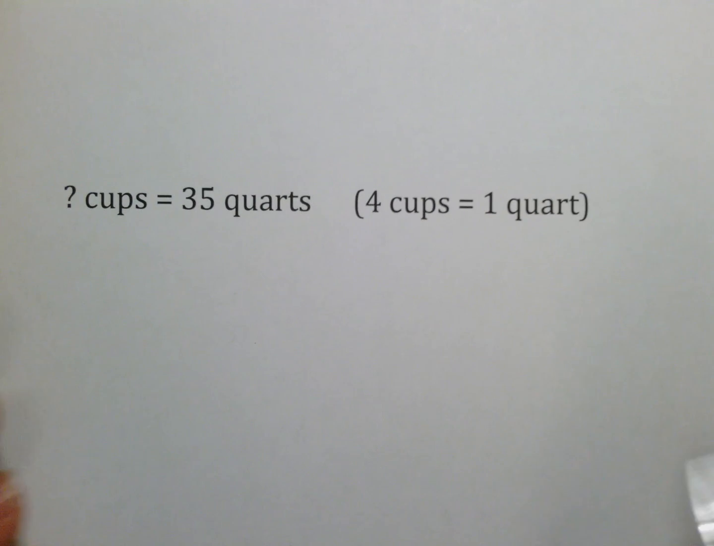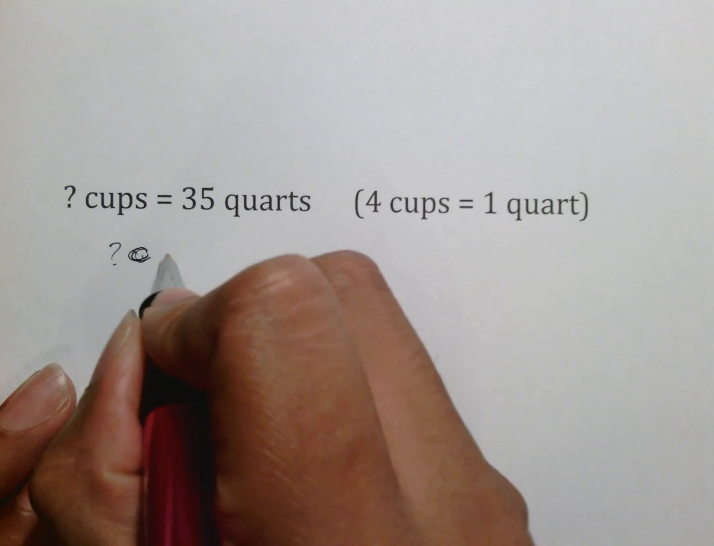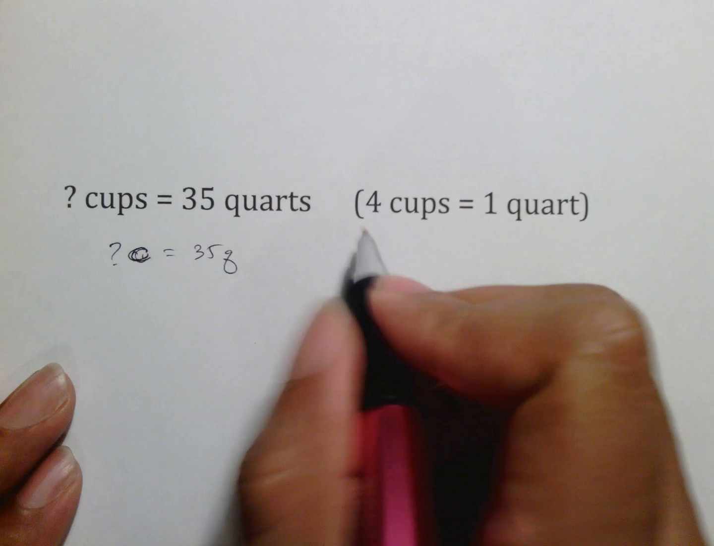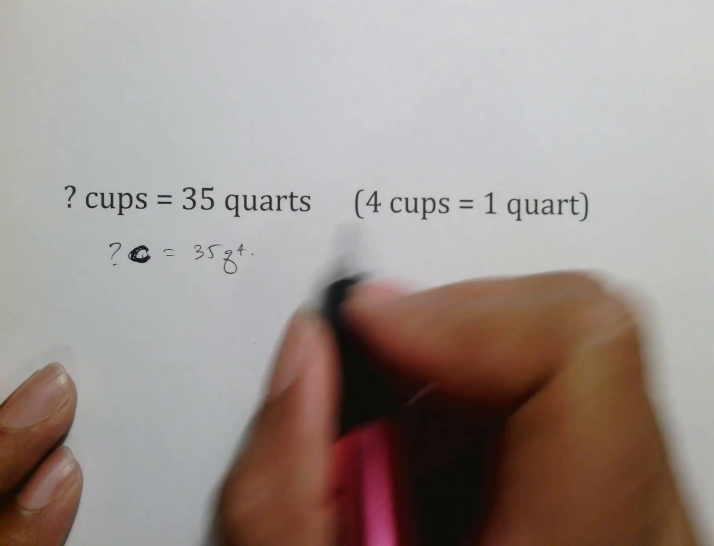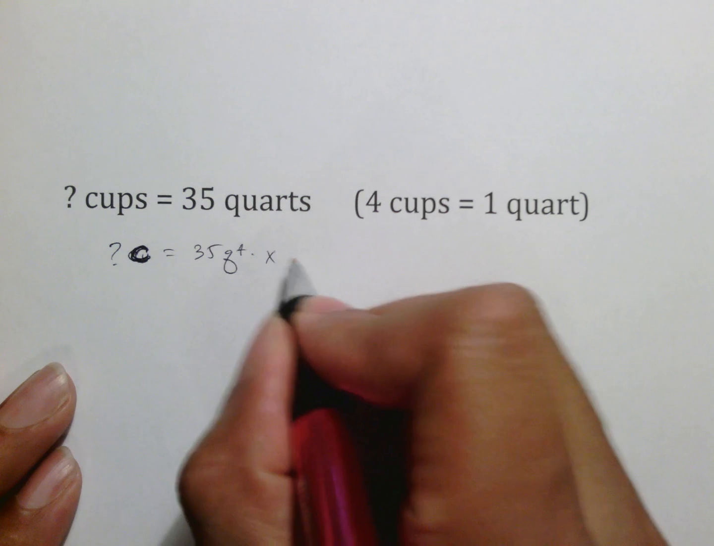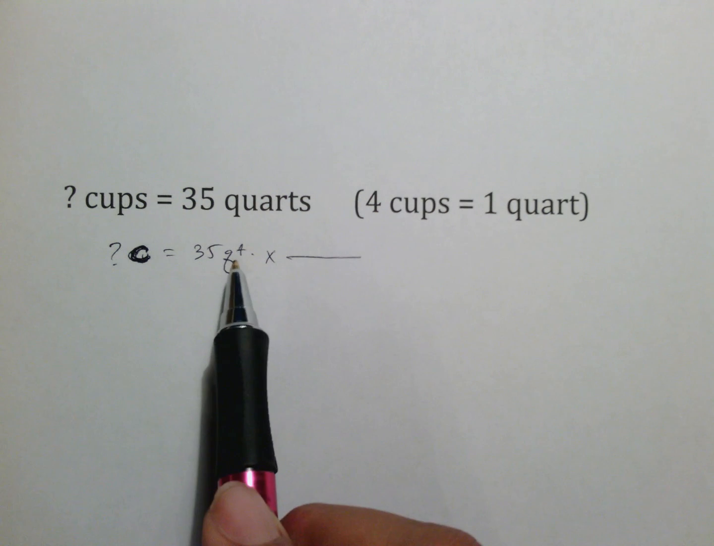Question mark cups equals 35 quarts. Again, the first thing you want to do is write it down. Question mark C equals 35 Q. I think I'll just put QT for quart. But question mark cups equals 35 quarts. And again, we are going to use a fraction to eliminate this, because quarts is what we don't want.